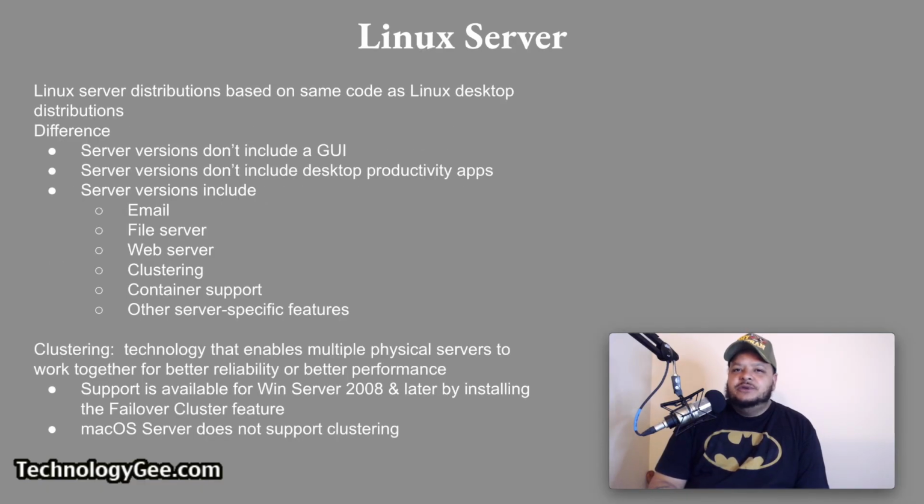We have Linux Server. Linux server distributions are usually based on the same code as Linux desktop distributions. The differences include the following. Server versions do not include a GUI. Server versions do not include desktop productivity apps. Server versions include email server, file server, web server, clustering, container support, and other server-specific functions.